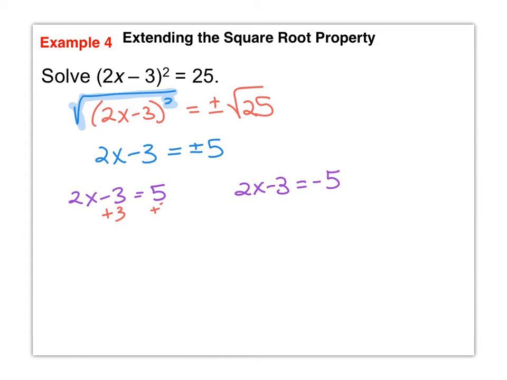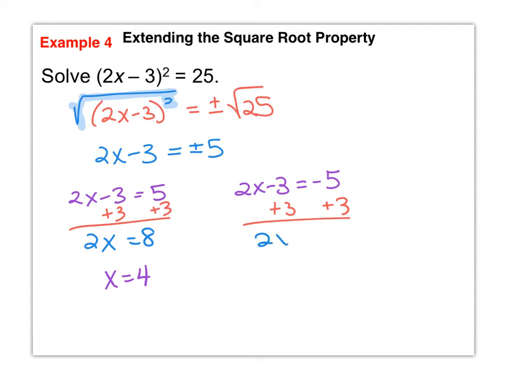Let's add 3 to both sides to get 2x equals 8, and divide both sides by 2 to get x equals 4. That's one of your solutions, and let's solve the 2x minus 3 equals negative 5 by adding 3 to both sides. And we get 2x equals negative 2. Dividing both sides by 2 will give us x equals negative 1. So our solutions are negative 1 and 4.